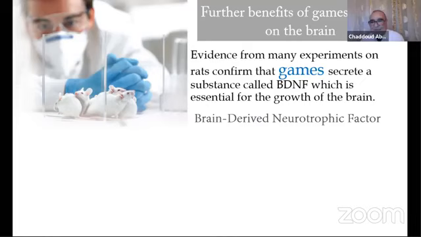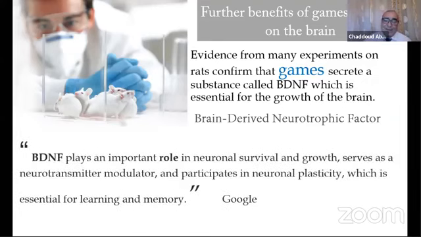So we have this brain-derived neurotrophic factor, which is also scientific evidence. Experiments on rats confirmed that games could help secrete a substance called BDNF, which stands for brain-derived neurotrophic factor. This is very essential in the development of the brain. BDNF plays an important role in neuronal survival and growth, and it is also very essential for learning and memory. These things are from science and they are 100% proven.